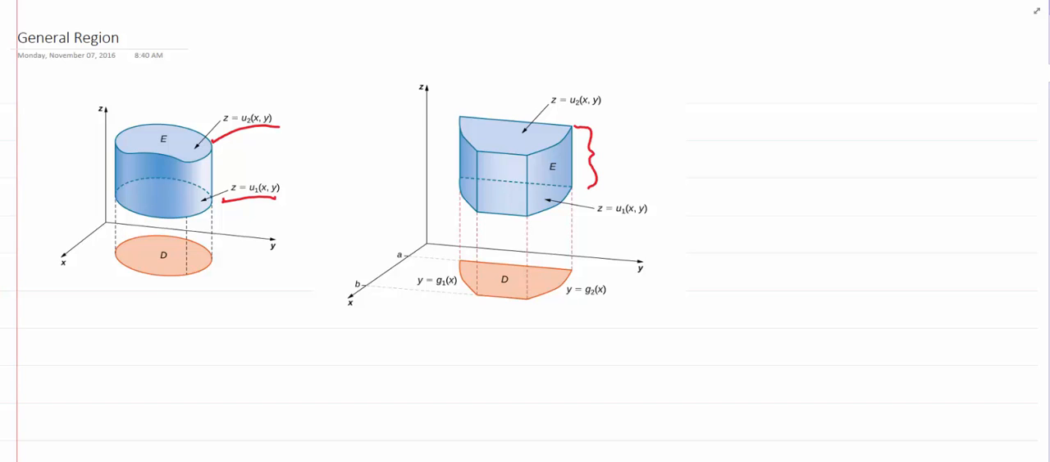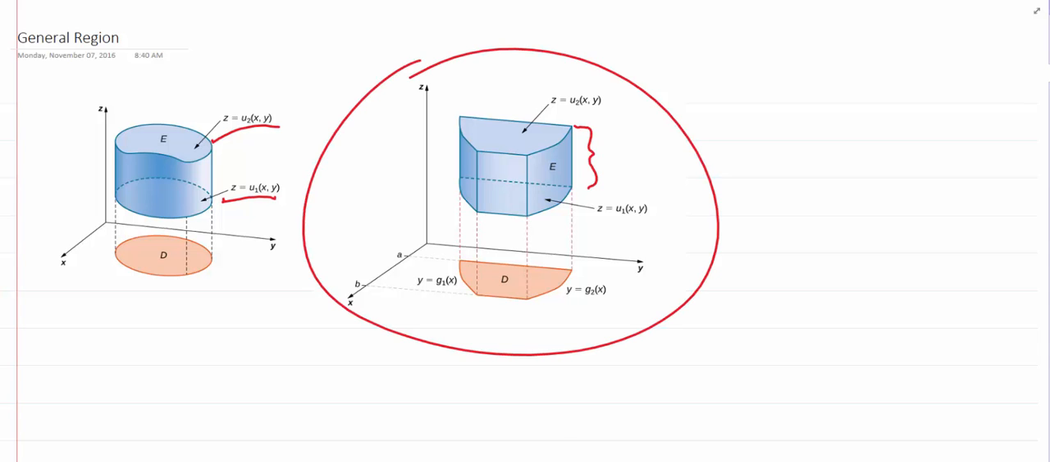Now, this one illustrates it here. Down here we've got y equals g1 of x, y equals g2 of x. So let's think about if we want the volume between U1 and U2. We want that volume, so we're going to have a triple integral. What we're going to do is add up all these little rectangles, or all these little cubes inside here, and we're going to let the longest diagonal go to 0.